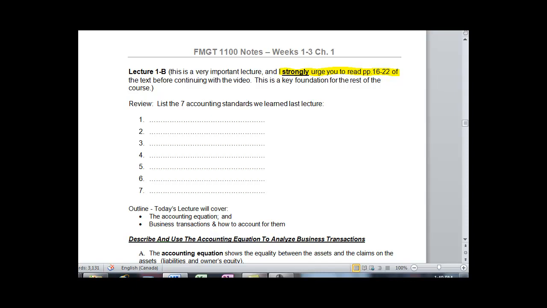Now, I'm assuming at this point that you have done that reading, and so we're going to carry on with the lecture itself. But before we do that, we're going to do a quick review of some of the material we covered in the last lecture. And so there are 7 accounting standards that were discussed in the previous lecture, and let's try to list them and their names. So, first one, the economic entity assumption.